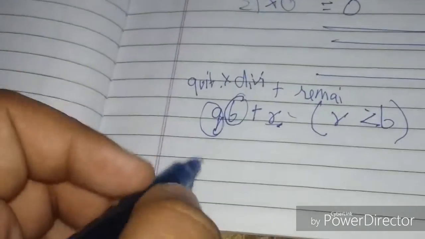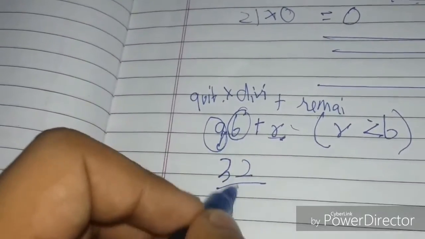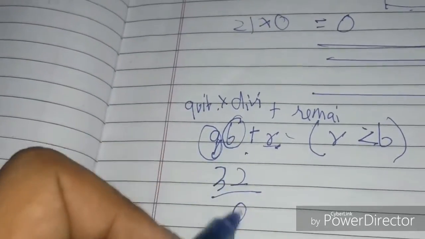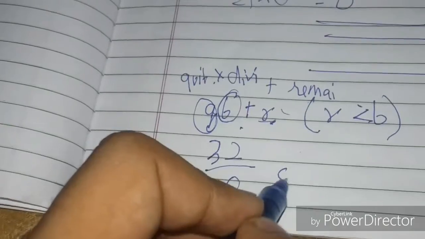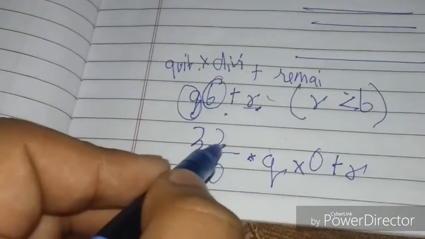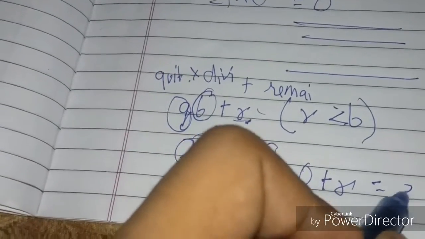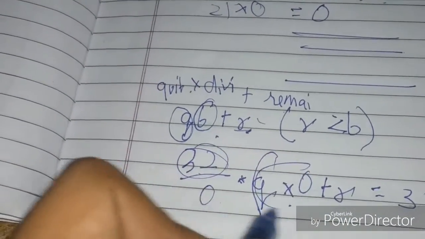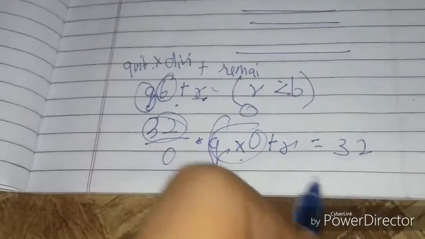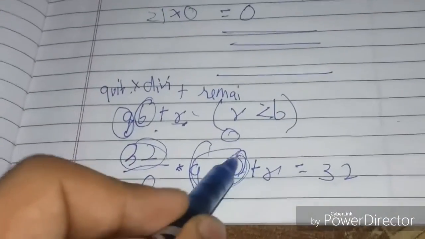So let's think about it, that we have the number 32 divided by 0. So there should be a number q which, if multiplied by 0 and added to r, gives 32. What should that be? Well, q multiplied by 0 is just 0. 0 plus r is 32. It means r should be 32, but r must be less than b, which is 0.